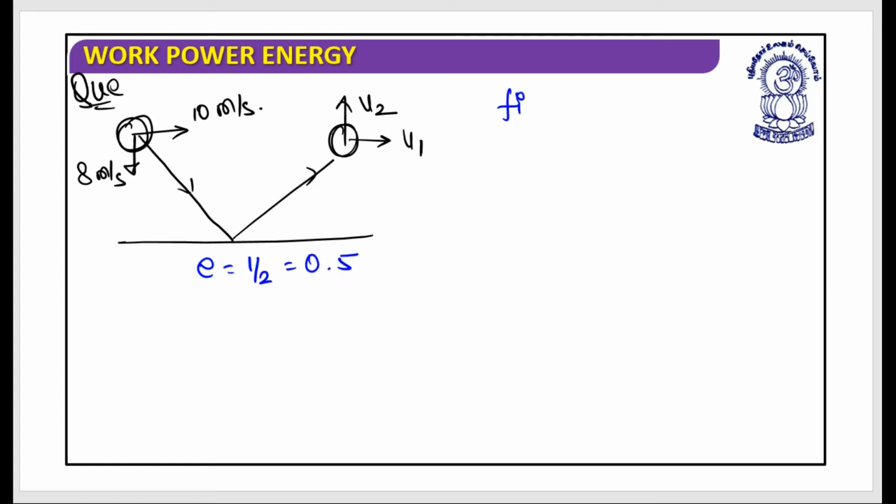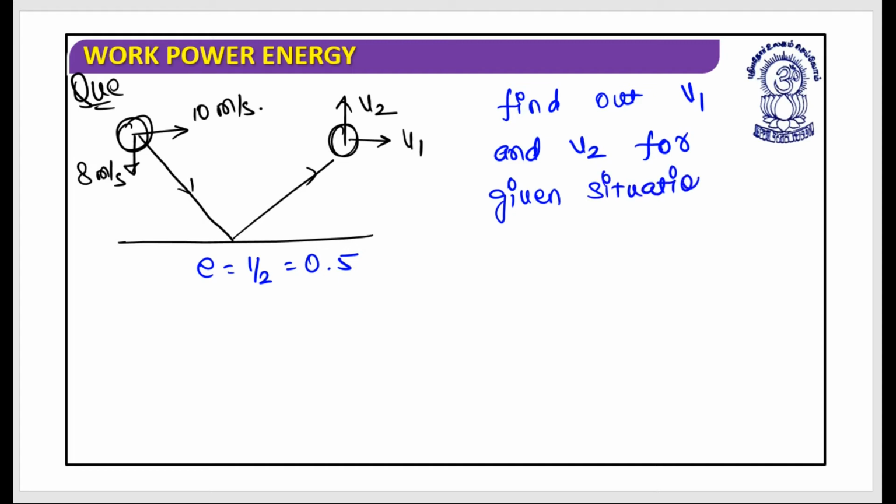The question says find out v1 and v2 for the given situation. Find out v1 and v2 for the given situation.